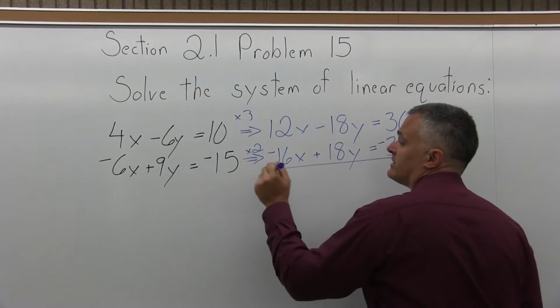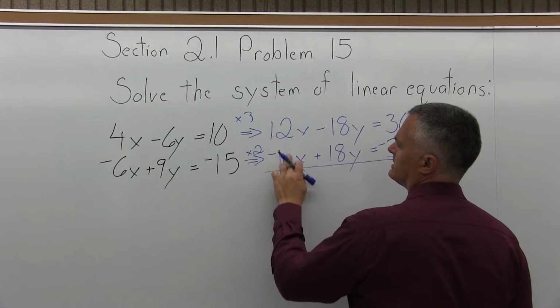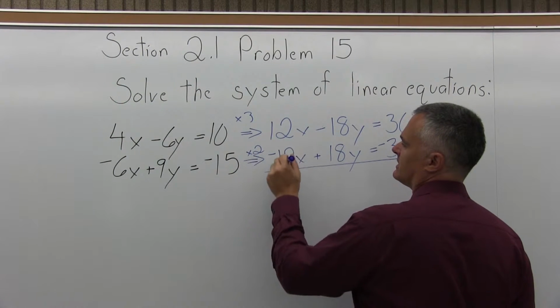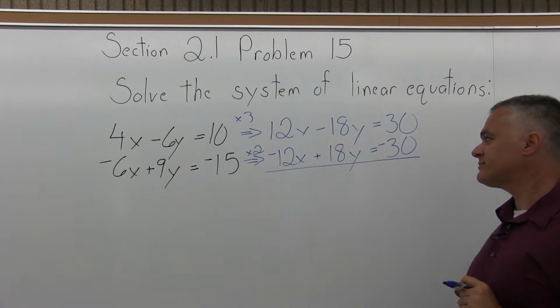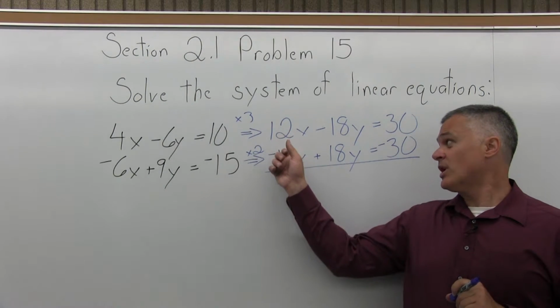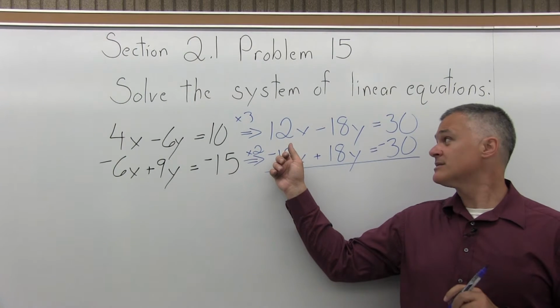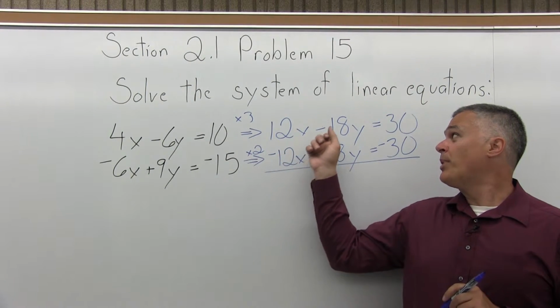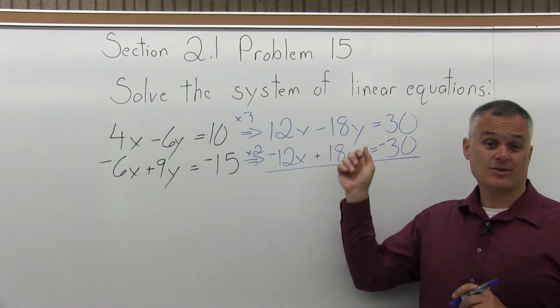So step 1 is now complete. Oops, I said 12 and I didn't write it. I'll fix that. So what I have is the same number but with opposite signs in front of the x, but also the y and also the right-hand side.